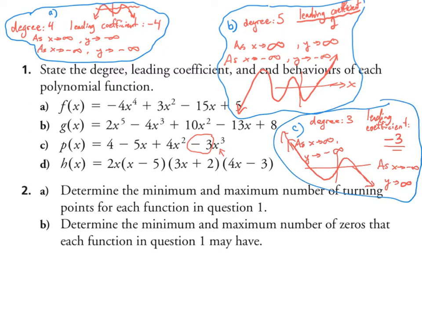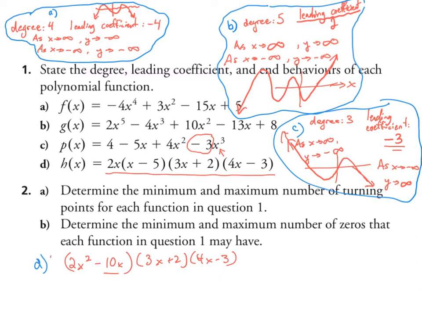Let's do D down here. H of x. Ooh, this one's a little tougher. All right, so since we don't care about any of the terms except for the leading coefficient, I'm going to start multiplying this together. But let's say 2x times x is 2x squared. And this is going to be 2x squared minus 10x, which really doesn't matter too much, times 3x plus 2 times 4x minus 3.